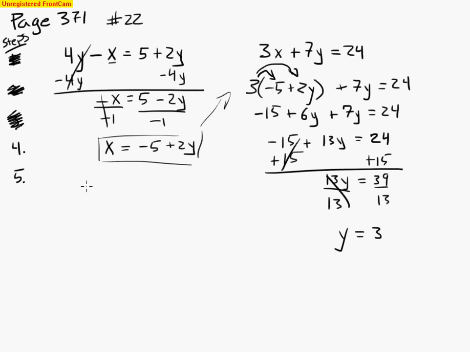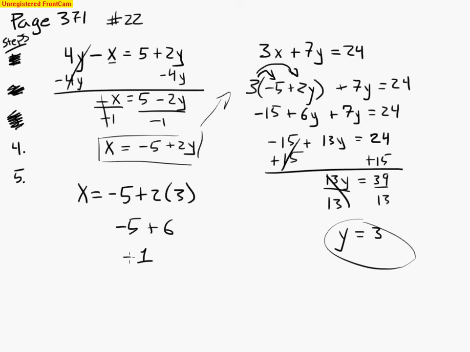Here's step 1. X equals negative 5 plus 2y. But what should I put in for y? Bingo. I should put 3. So now I have negative 5 plus 6. And then that's going to give me a 1 equals x. So now I'm done with 4.